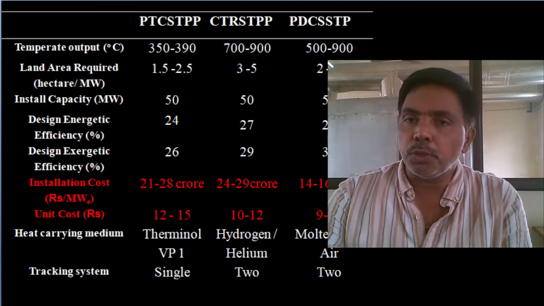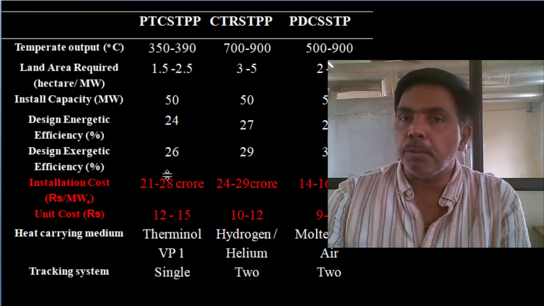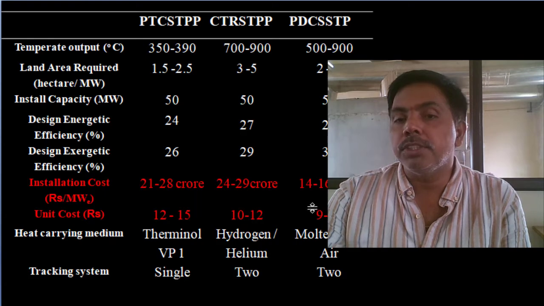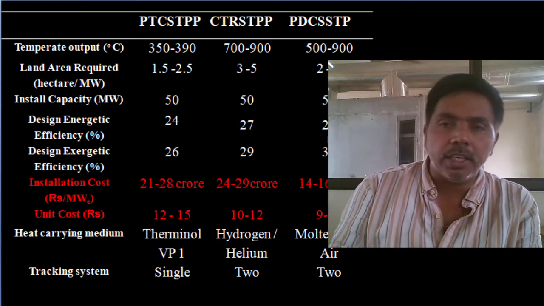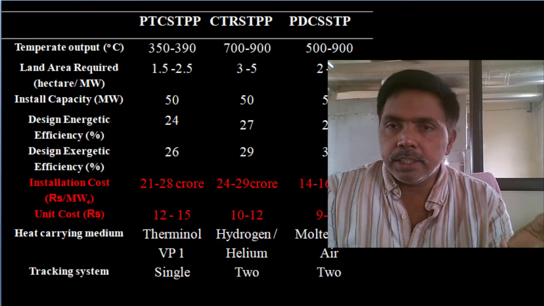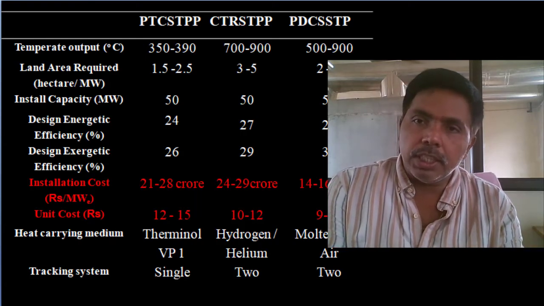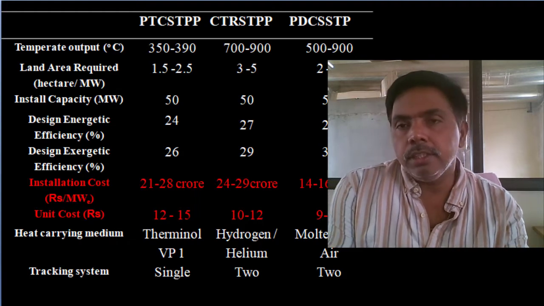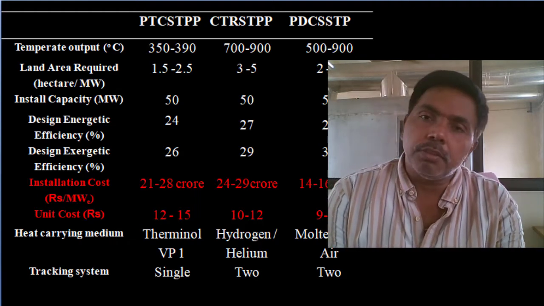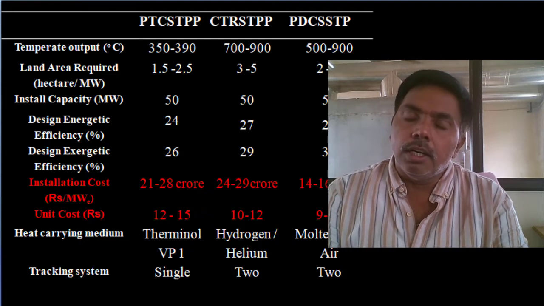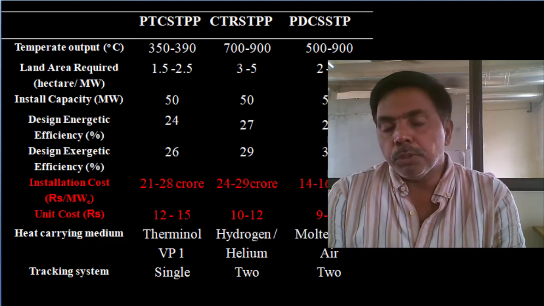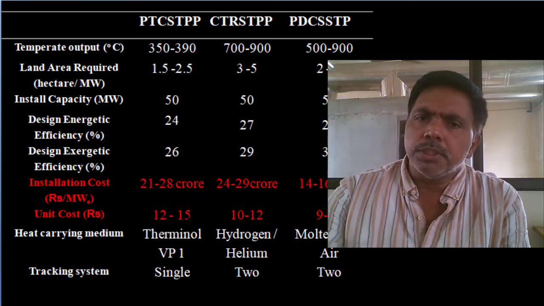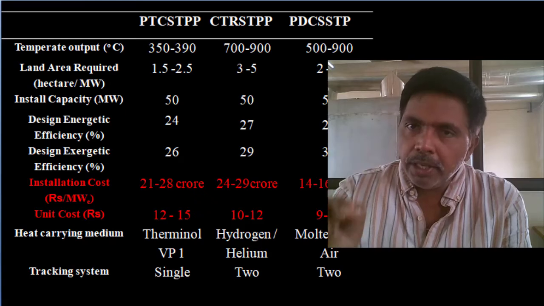The unit cost is 12 to 15 rupees for the parabolic trough system, 10 to 12 rupees for the central tower system, and 9 to 11 for the parabolic dish system. This is the estimated cost. I calculated it myself based on the National Renewable Energy Laboratory data. The cost of different components I took from that website only, and I published the data also in a very good research publication.